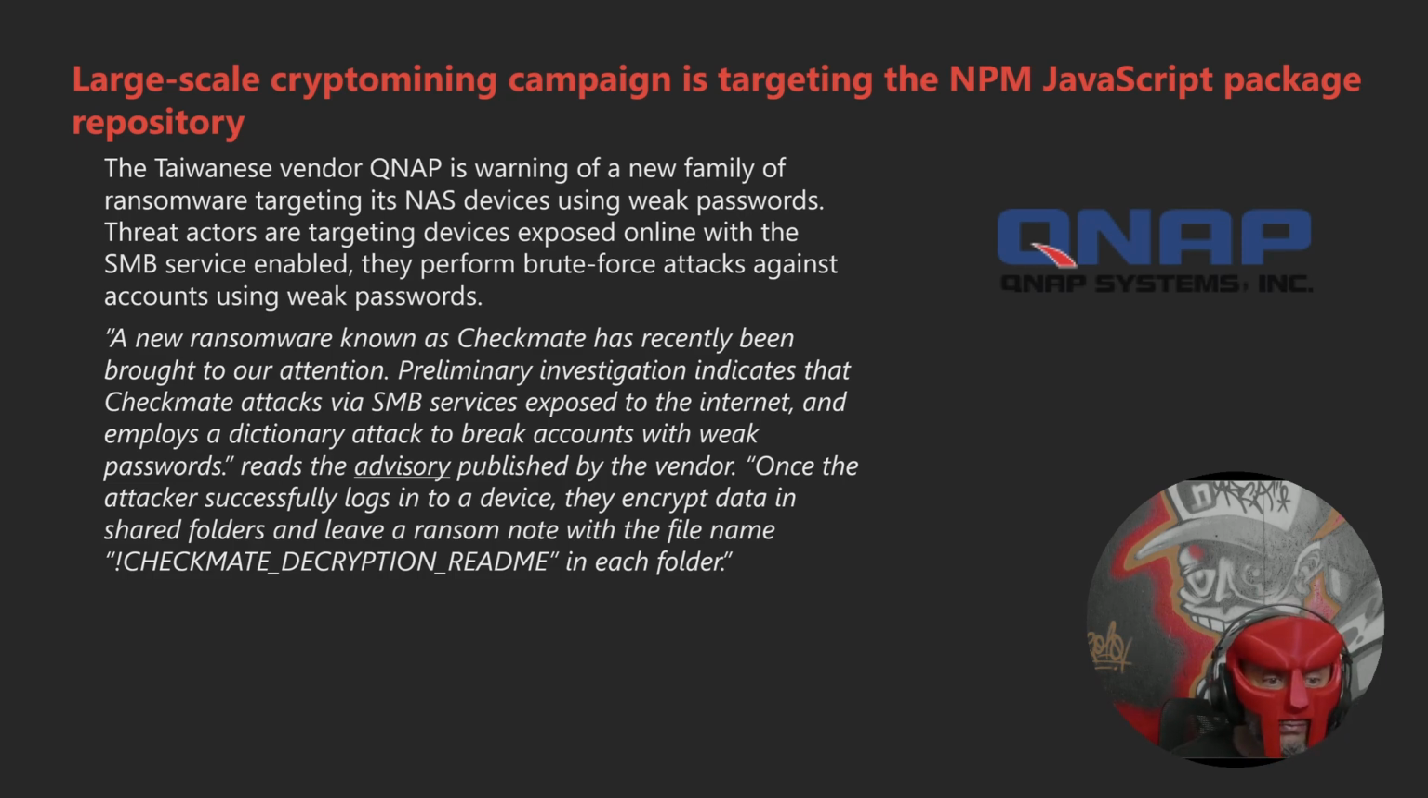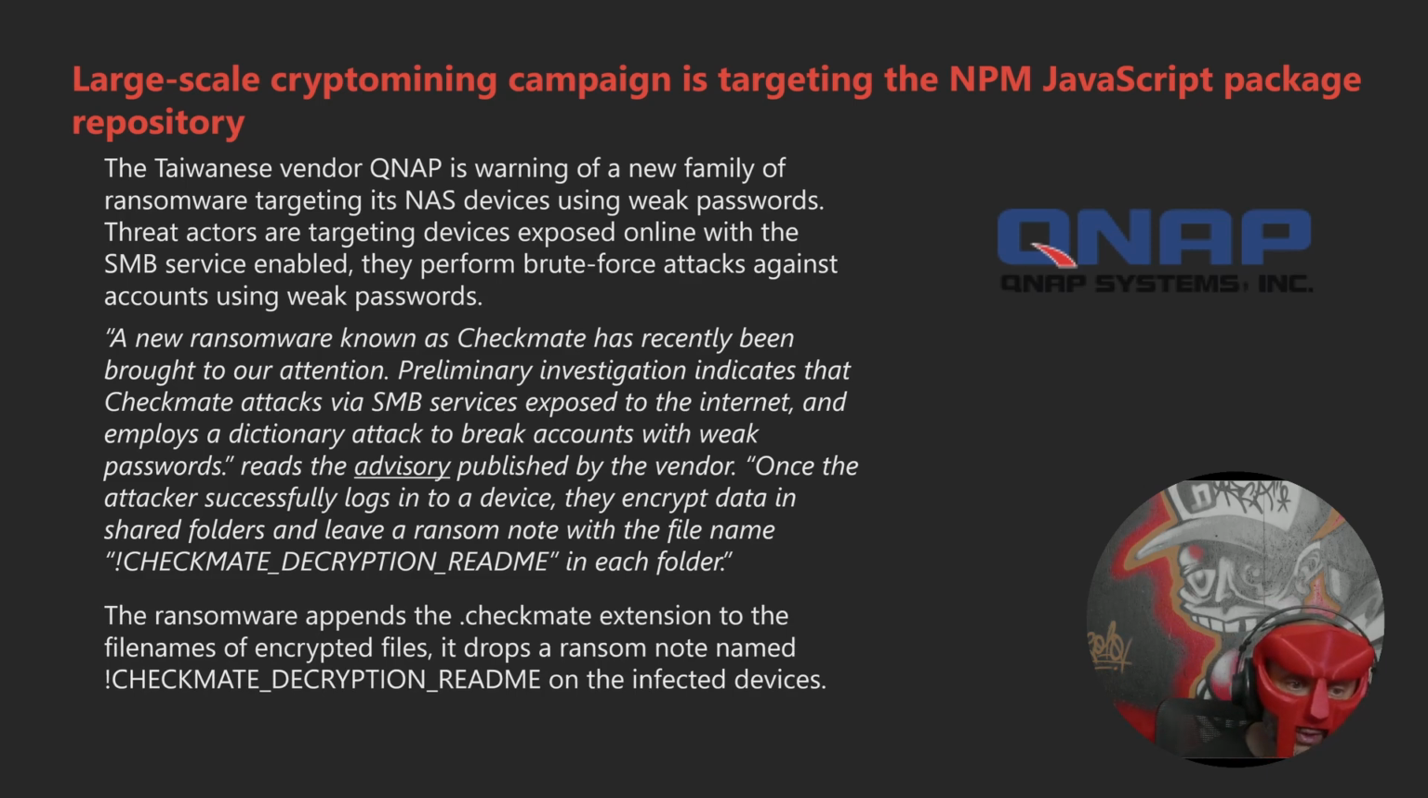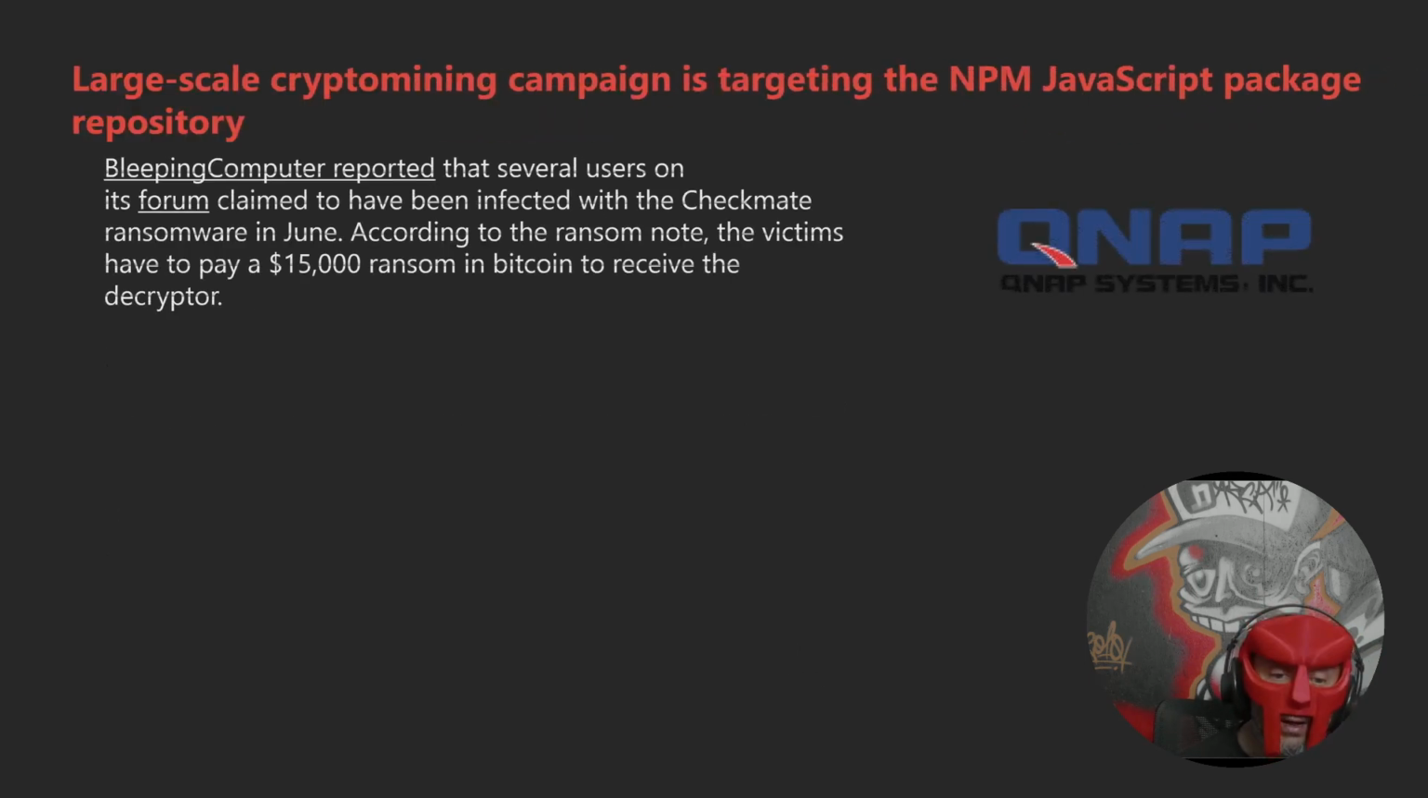Once the attacker successfully logs into a device, they encrypt data in shared folders and leave a ransom note with the file name Checkmate Decryption README in each folder. The ransomware appends the .checkmate extension to the file names of the encrypted files and again drops the ransom note named Checkmate Decryption README on the affected devices.